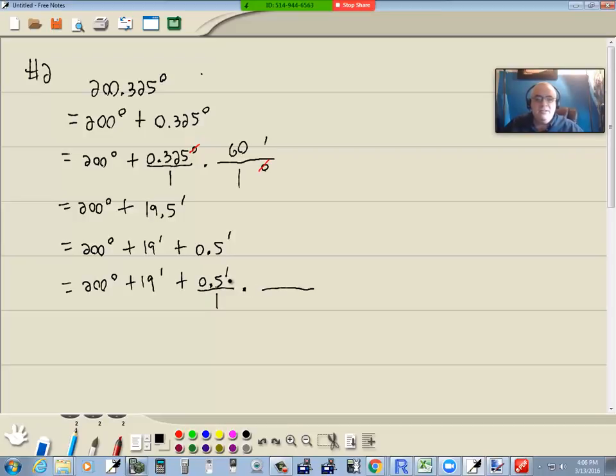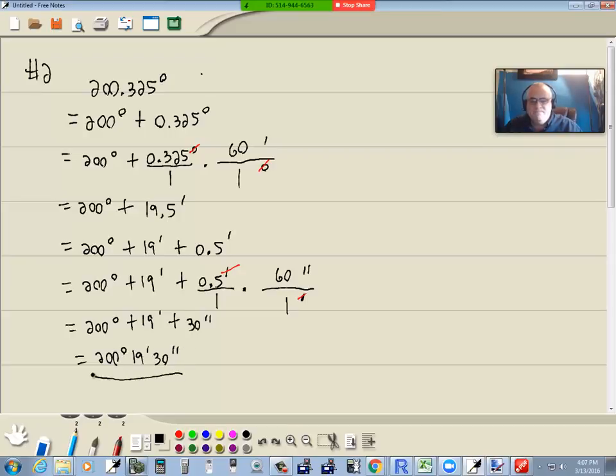If I put 0.5 minutes over 1, then I can use dimensional analysis to change that to seconds. Minutes is up here, so minutes has to be down here, and then I put seconds up here. There's 60 seconds in 1 minute, so the minute mark should cancel. I'd have 200 degrees plus 19 minutes plus 0.5, which is 1/2 times 60, giving us 30 seconds. So we'd have 200 degrees, 19 minutes, and 30 seconds.